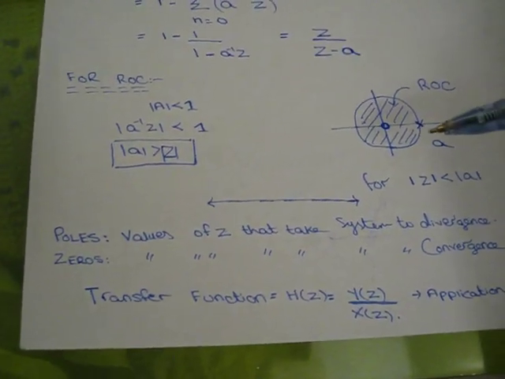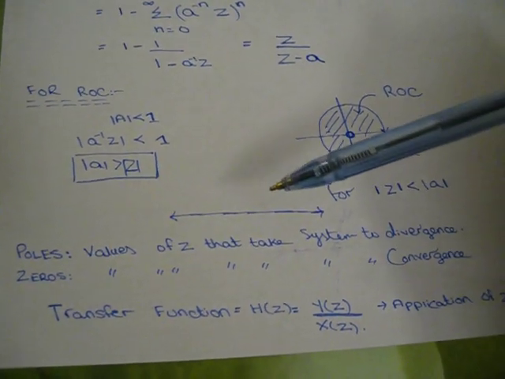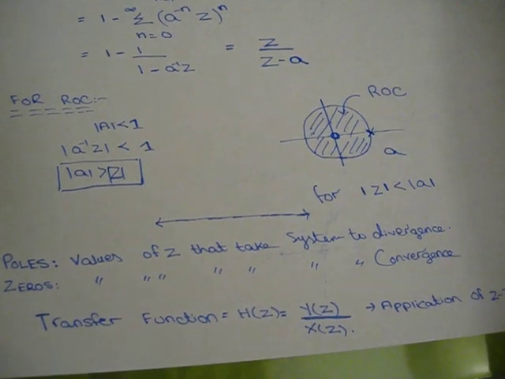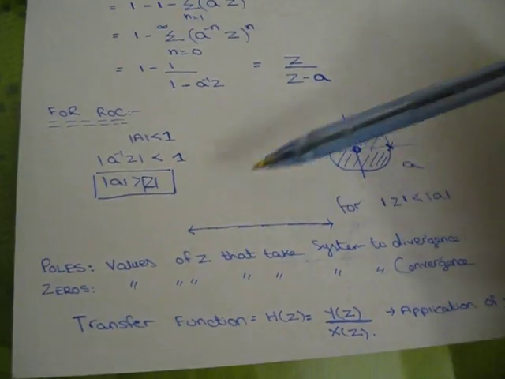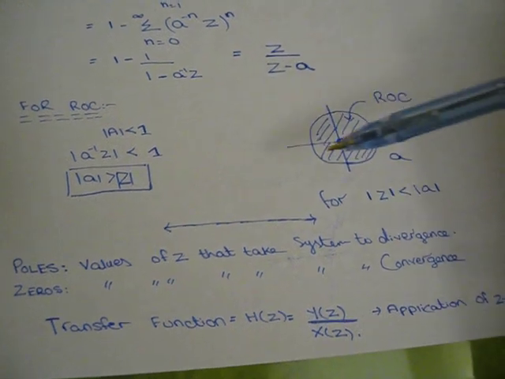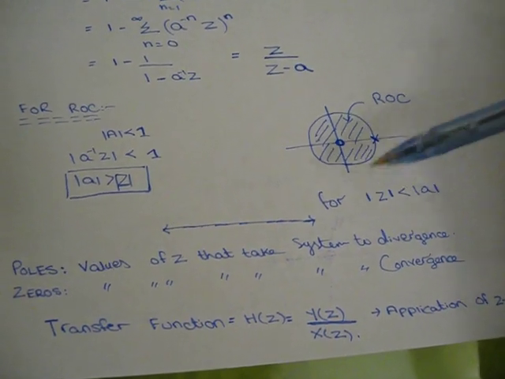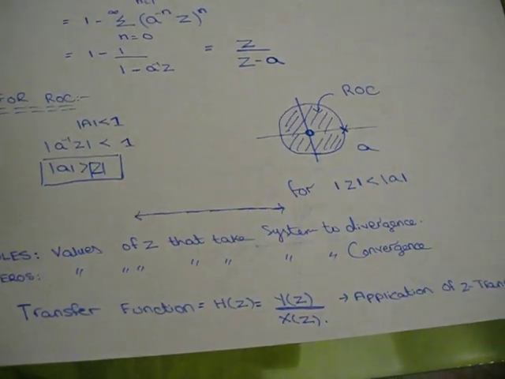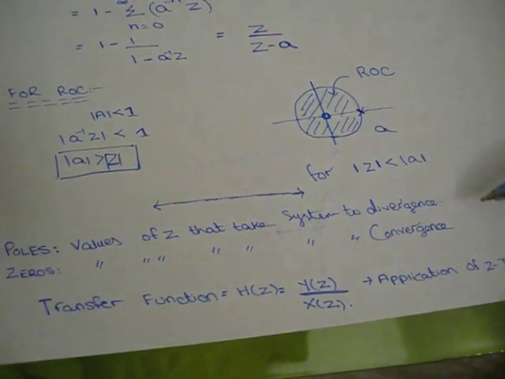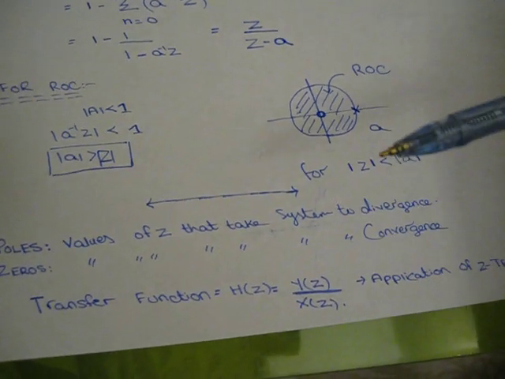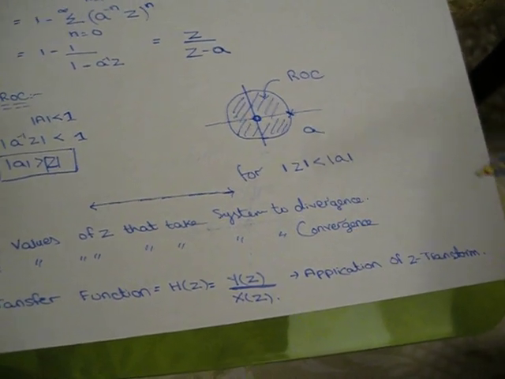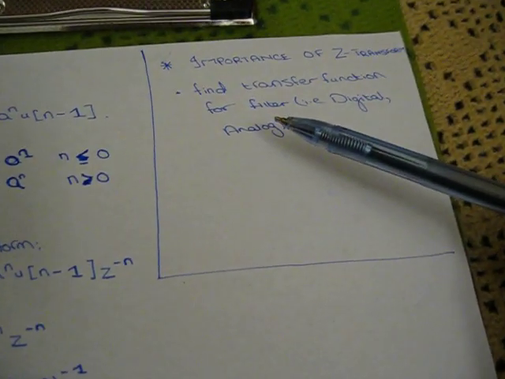Now what are poles? Poles are basically values of Z that take system towards divergence. Zeros are values of Z that take system towards convergence. Now we know the formula of transfer function. This formula is also derived from the Z transform, which can be viewed as an application of Z transform. Now why do we study Z transform?